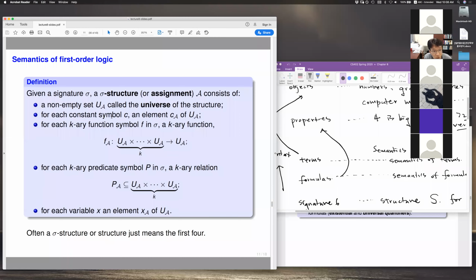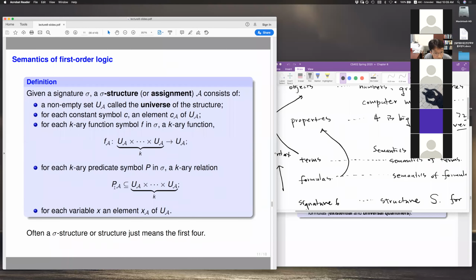For each constant symbol, a symbol doesn't mean anything by itself, so we have to specify its meaning as an element in this universe. For each k-ary function symbol, we provide its meaning as a function of the right arity: it takes k arguments and returns a value. Beforehand, in the signature, it was just a symbol. In the structure, it starts to mean a function. Predicates in the signature are just a symbol together with an arity, but in the structure, each is going to be a relation.